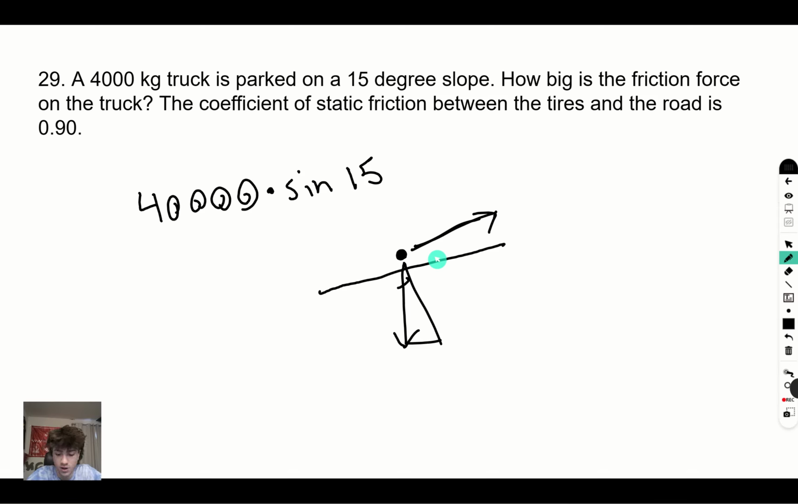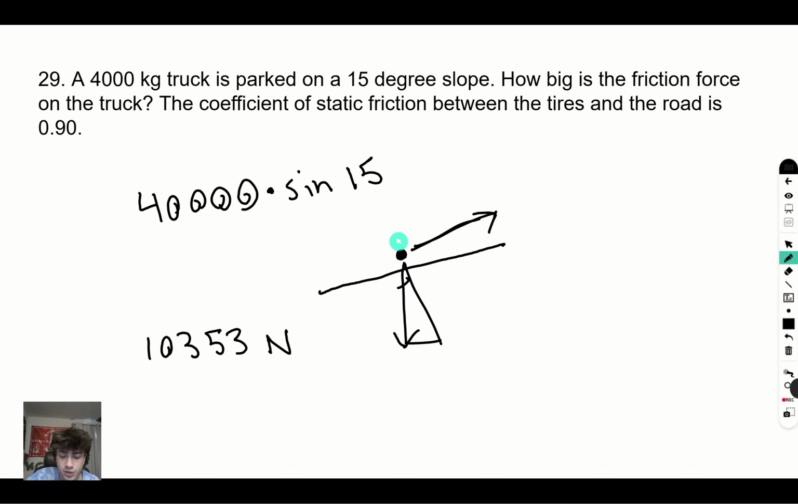You get approximately 10,353 newtons. And that's the force that is causing the truck to fall downwards. Now let's see. How big is the friction force on the truck?